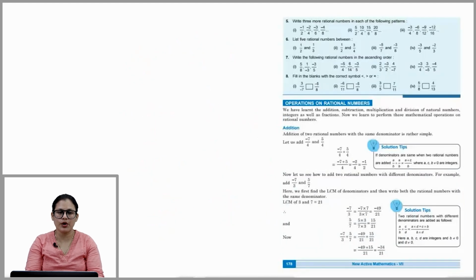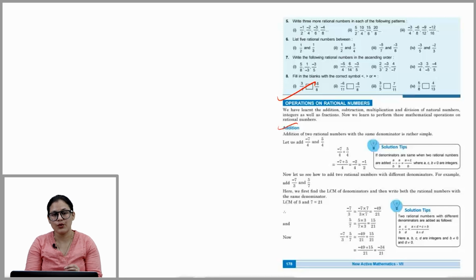Next, operations on rational numbers. We have learned the addition, subtraction, multiplication, division of natural numbers, integers as well as fractions. Now, we learn to perform these mathematical operations on rational numbers. Number 1, addition. Addition of two rational numbers with the same denominator is rather simple. You know that very well. If the denominator is the same, then we will just add the numerators and write the common denominator.